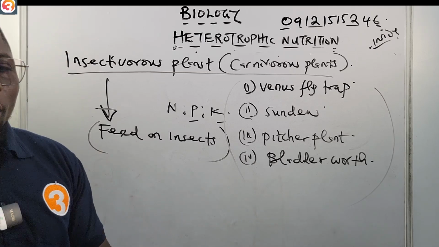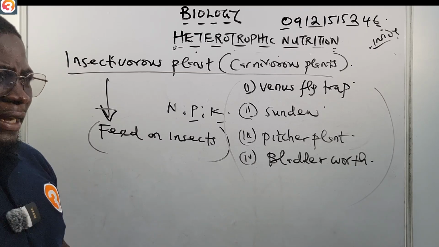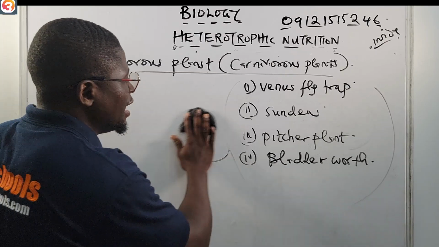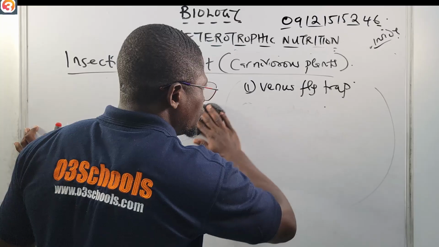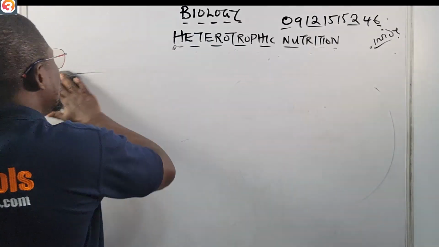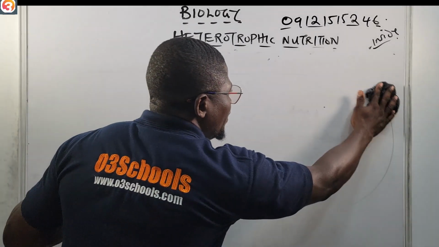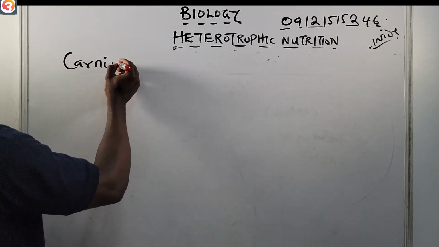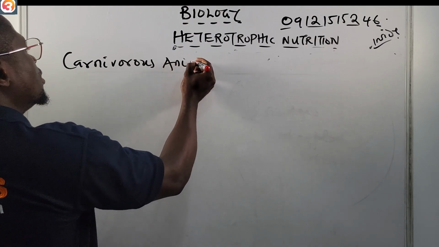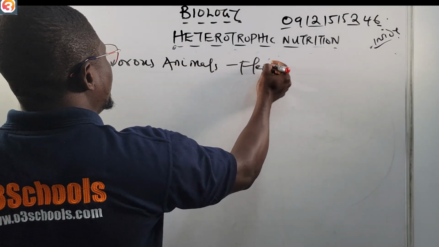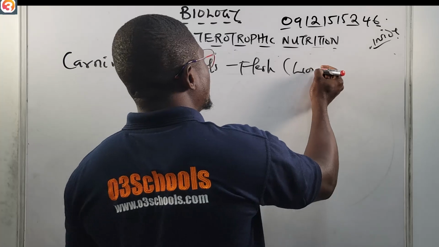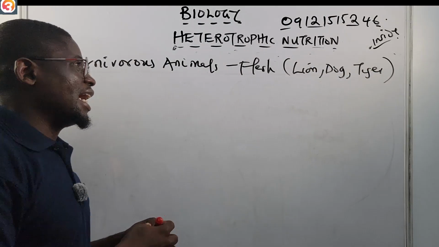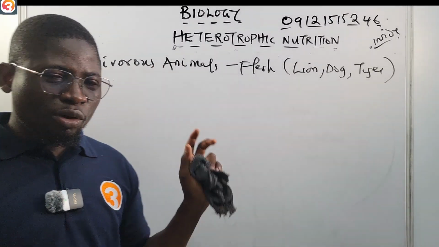Now, having seen all these, we're also going to talk about some types of animals that we have. We have carnivorous animals, herbivorous animals, and omnivores. Let's quickly look at them. Carnivorous animals, carnivores, feed on flesh mostly. For example, your lion, your dog, your tiger. Those are carnivores. They feed on flesh mostly.